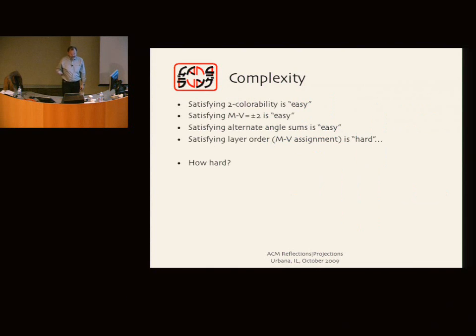But the question arises, how hard is it to do that? Well, it turns out that satisfying two-colorability is easy. Actually, really easy. It's very easy to draw a map that's two-colorable. Satisfying the angle condition, that's also pretty easy. Satisfying alternate angles, that's easy. But this layer ordering thing turns out to be kind of hard. How hard? Well, let's take a little detour. Let's find out how hard.